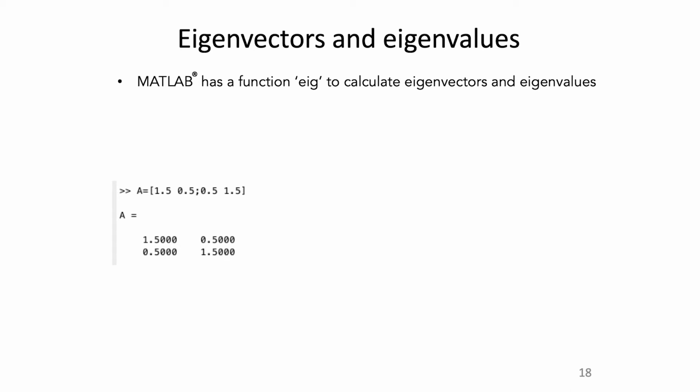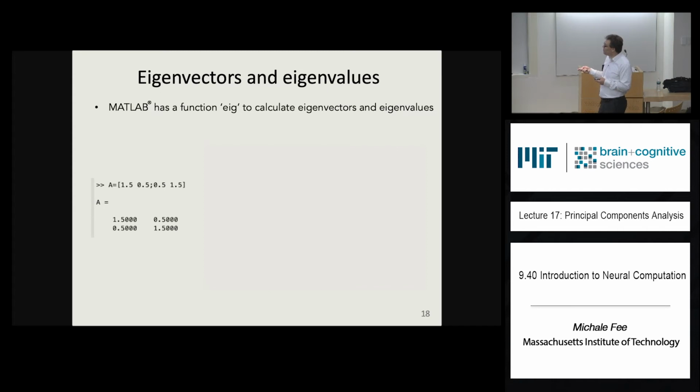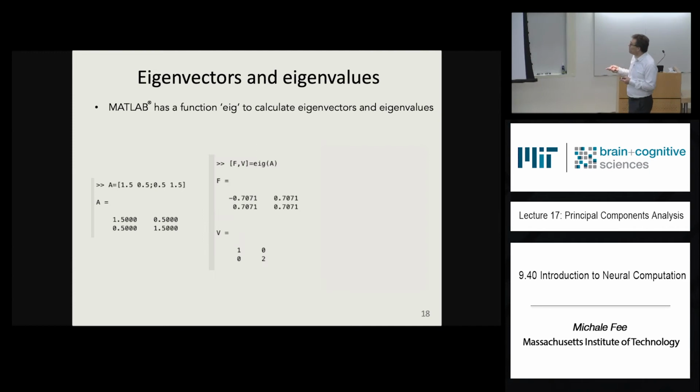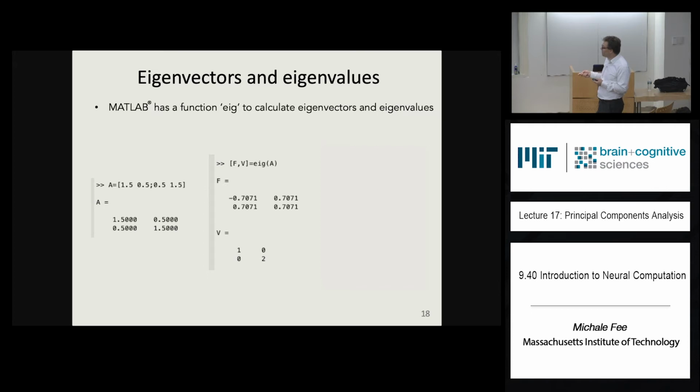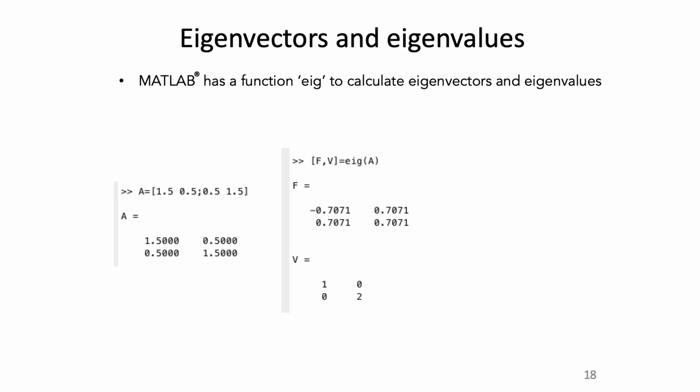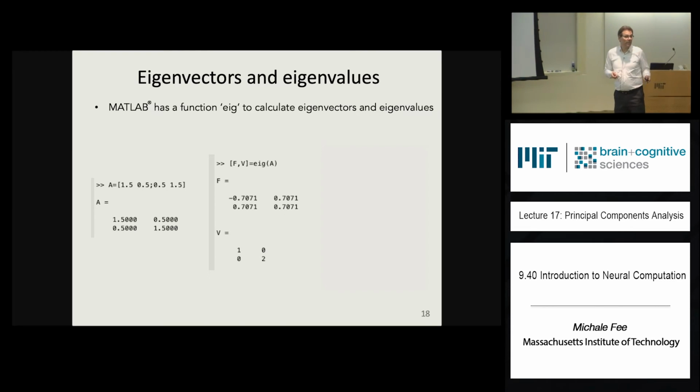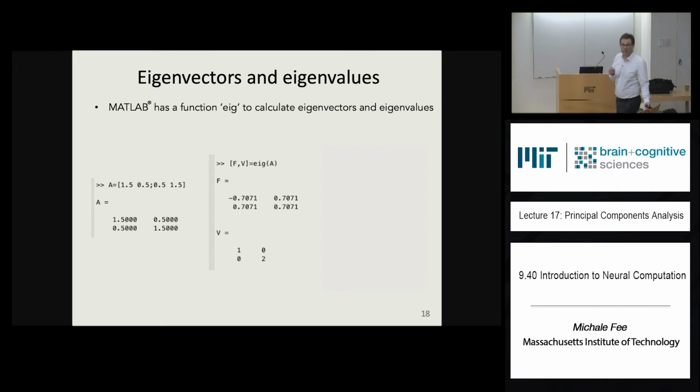Here I'm just constructing a matrix A, 1.5, 0.5, 0.5, and 1.5, like that. If you use the Eig function, it returns the eigenvectors as the columns of this matrix and the eigenvalues as the diagonals of this matrix. So you write F, V equals Eig of A, and it returns eigenvectors and eigenvalues. All right, any questions about that?